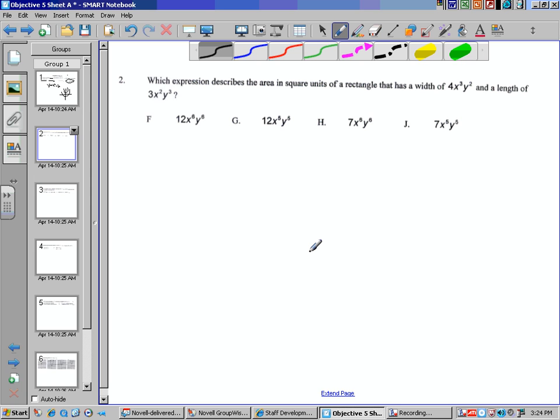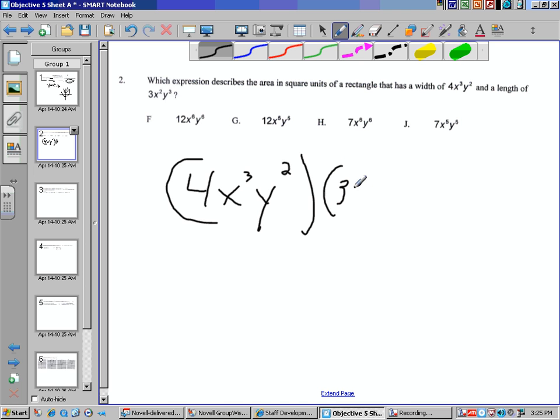This says, which expression describes the area in square units of a rectangle that has a width of 4x to the third y squared and a length of 3x squared y to the third? Well, we know that area is length times width. So what we're going to do is take 4x to the third y squared times 3x squared y to the third.